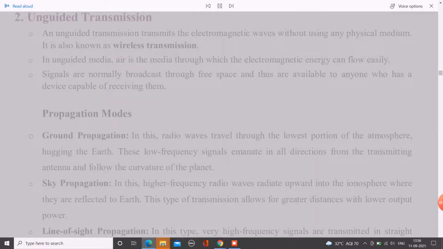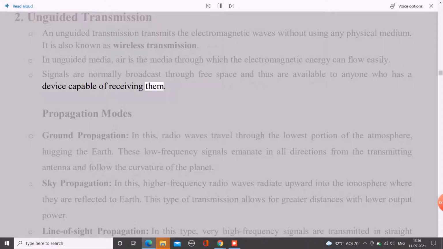2. Unguided transmission. An unguided transmission transmits the electromagnetic waves without using any physical medium. It is also known as wireless transmission. In unguided media, air is the media through which the electromagnetic energy can flow easily. Signals are normally broadcast through free space, and thus are available to anyone who has a device capable of receiving them.